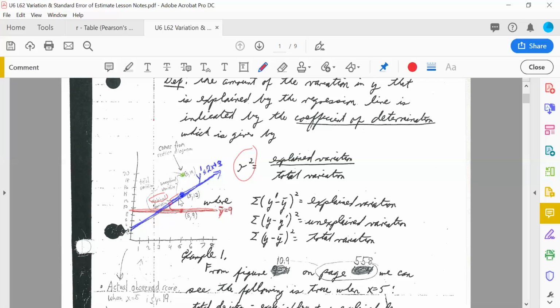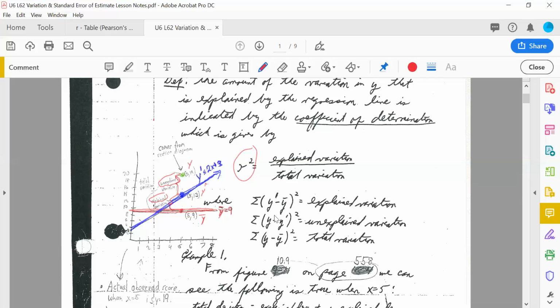What cannot be explained, the unexplained variation, is right here. Why did you get a 19 when it was predicted you'd get a 13? Well, maybe you just knew the material well. Maybe you ate your Wheaties that morning. Maybe you cheated. Who knows? But the fact is, we don't know, so it's unexplained. This 19 is known as the y. This 13 is the y prime, because that's from the prediction, and this 9 is the y bar.